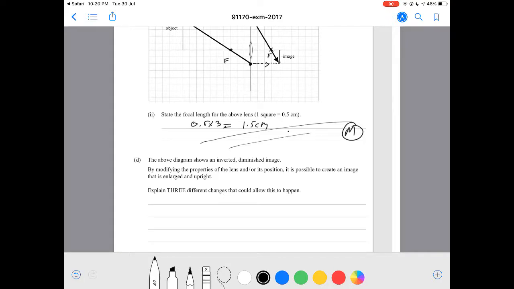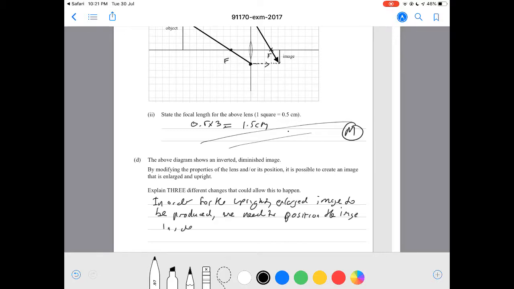So your opening statement could be: in order for the upright, enlarged image to be produced, we need to position the object inside the F. So basically, number one, we could move the object closer to the lens, or the lens closer to the object. Okay, so that's one way of doing it.